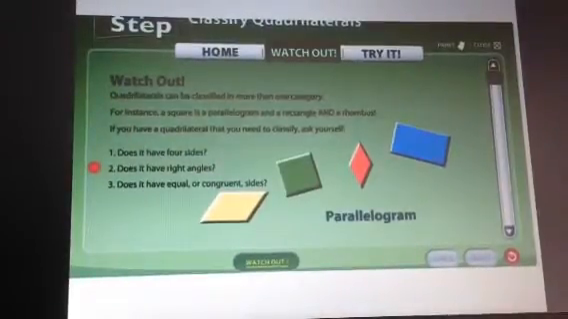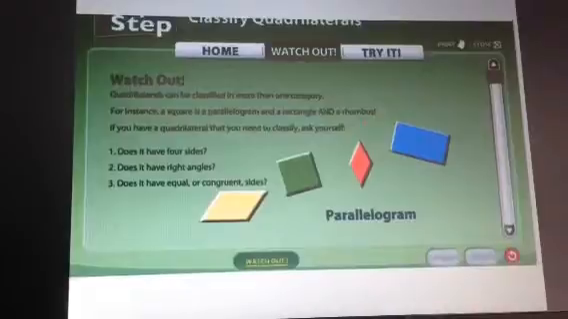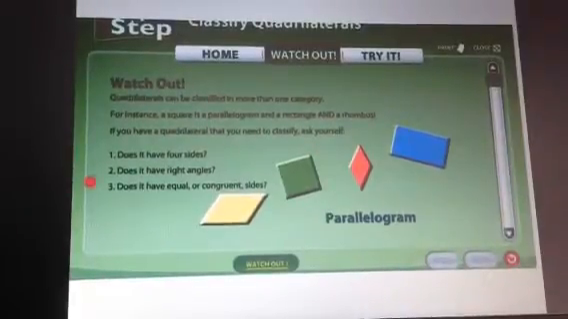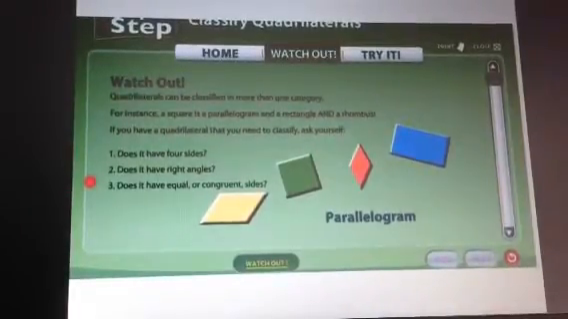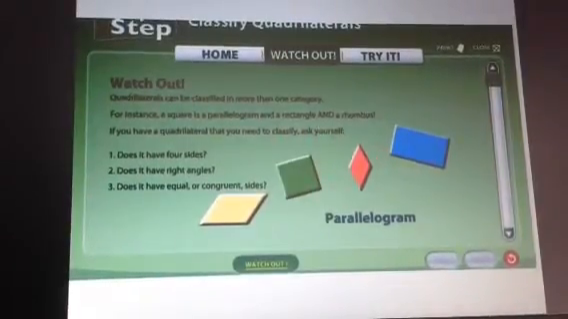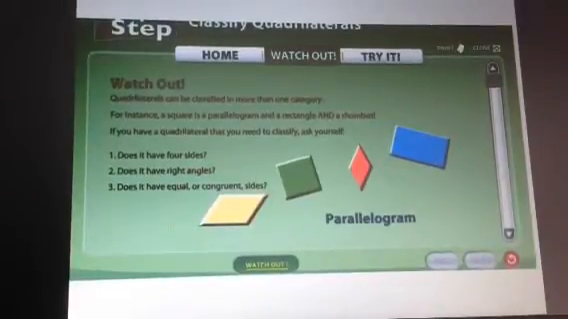If all four are right angles, it's a rectangle or a square. Does it have equal or congruent sides? If all sides are equal, it's a square or a rhombus. If some of the sides are equal, it could be a rectangle or a parallelogram.